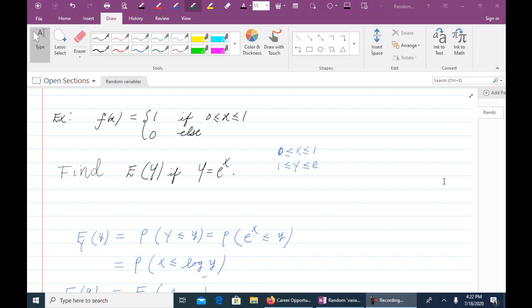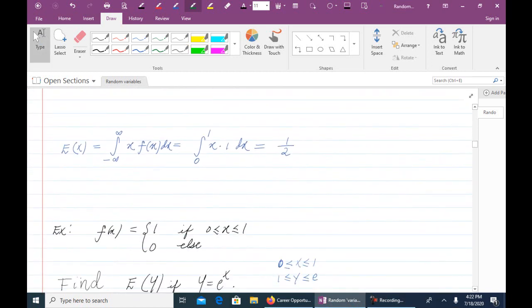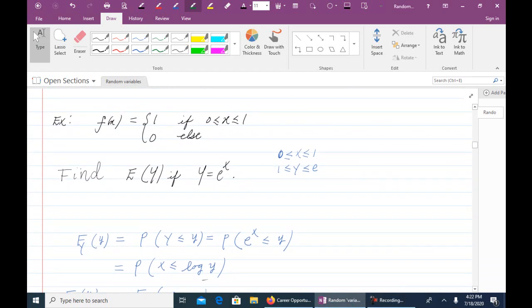Welcome back, everybody. So this is the example where we find the expectation of not a variable but a function of that variable. So let's say we have the PDF f of x of a variable x, and we want to find the expectation of y, where y is a function of x given by e to the x. In the previous example, we found the expectation of x, if you recall, and so here we want to find the expectation of e to the x, not x.